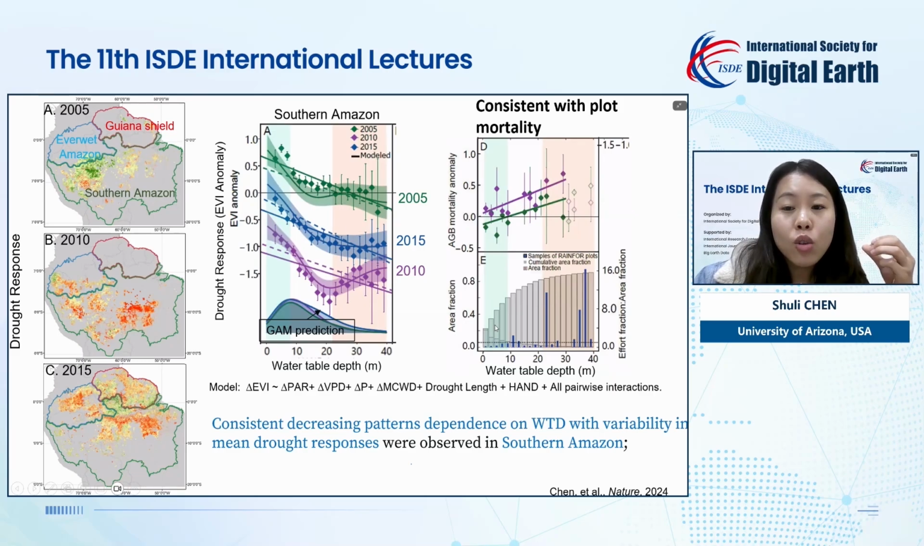However, the shallow water table forest, accounting for 30 to 40% of the whole Amazon basin, was under-sampled, under the average sampling effort. And this biased sampling effort explains why there is a positive response from the remote sensing while a negative response from the field sites.